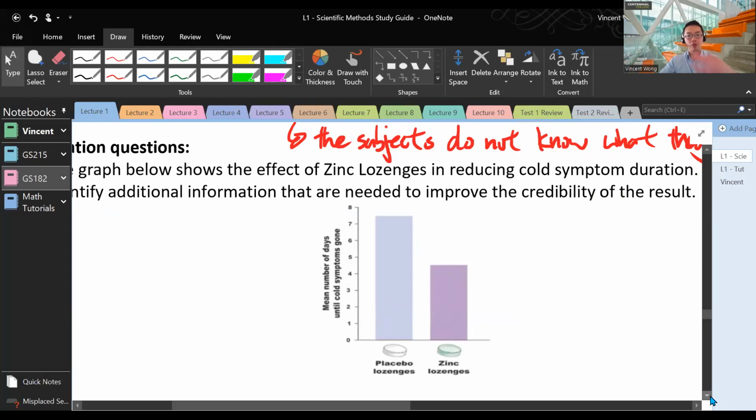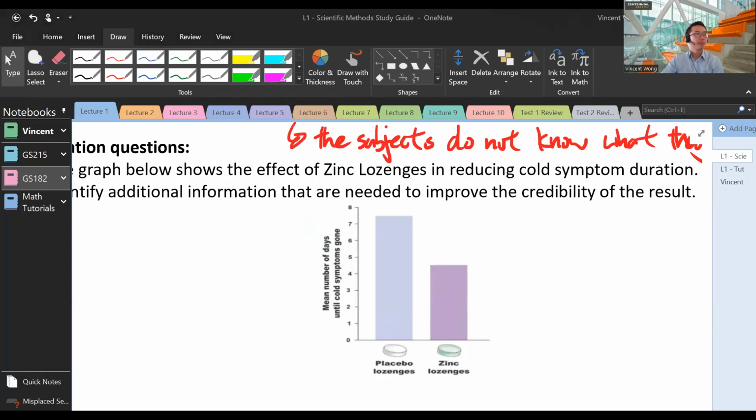If you see a graph like this on the zinc lozenges, you see that there's a placebo and then there are the actual lozenges. You can see that for people who are taking the lozenges, the number of days it takes for the cold symptoms to go away is less than for people who are not taking the lozenges. So if you see this graph, what additional information would you like to request in order to increase the credibility of this data? Please tell me. What do you think? Do you understand my question?